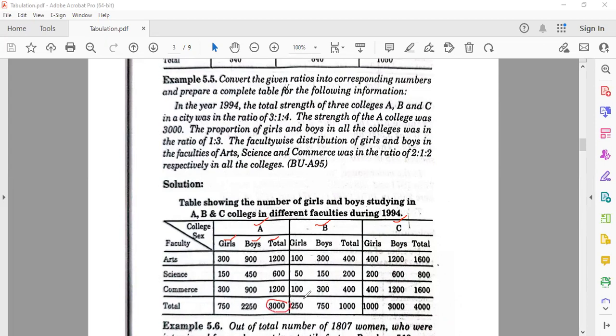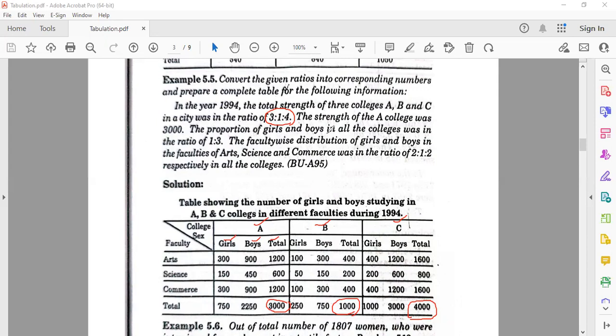So, out of the 3,000, we know that the strength of the college B and C can be found out. How can we find out? Because we have a ratio 3 is to 1 is to 4. So for A college, if it is 3,000, for B college, definitely it is one third of that, that is 1,000. Similarly, for C college, it should be 4 times the value, that is 4,000. So that is how we get 3,000, 1,000, 4,000. This is based upon the value: the strength of A college is 3,000.